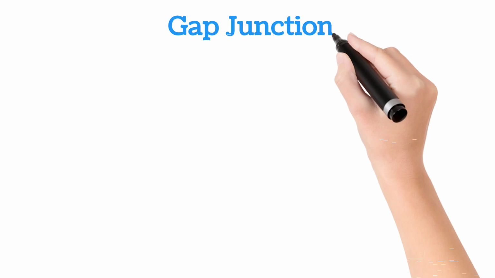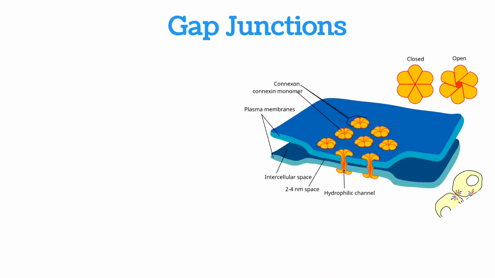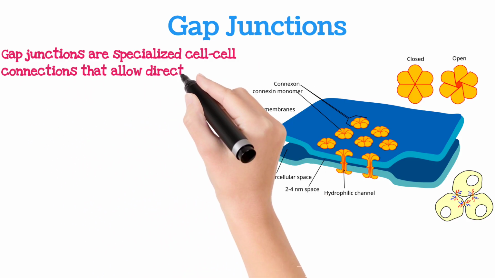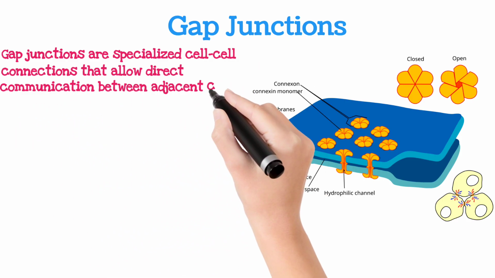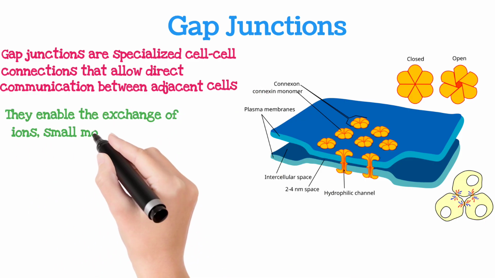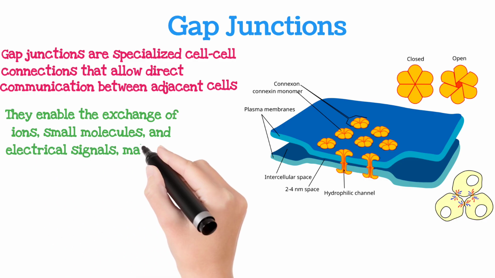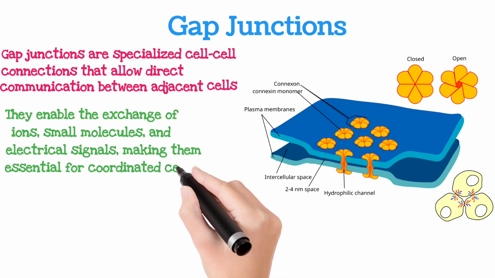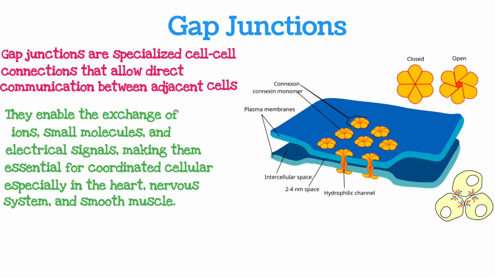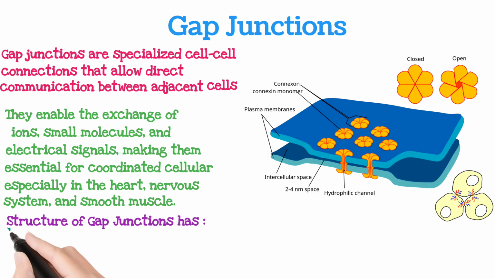Gap junction. Gap junctions are specialized cell-to-cell connections that allow direct communication between adjacent cells. They enable the exchange of ions, small molecules, and electrical signals, making them essential for coordinated cellular activity, especially in the heart, nervous system, and smooth muscle. Structure of gap junctions includes connexins, connexons, and the gap junction pore.